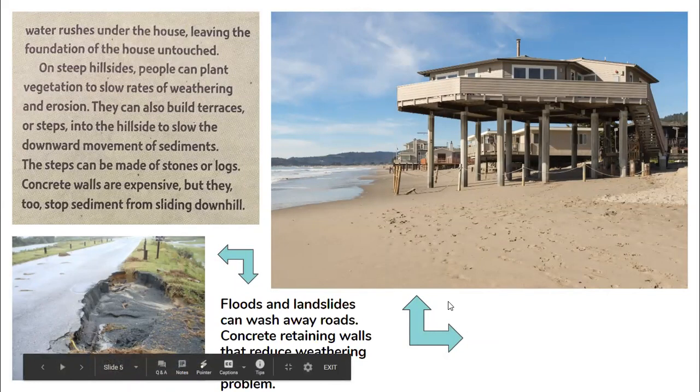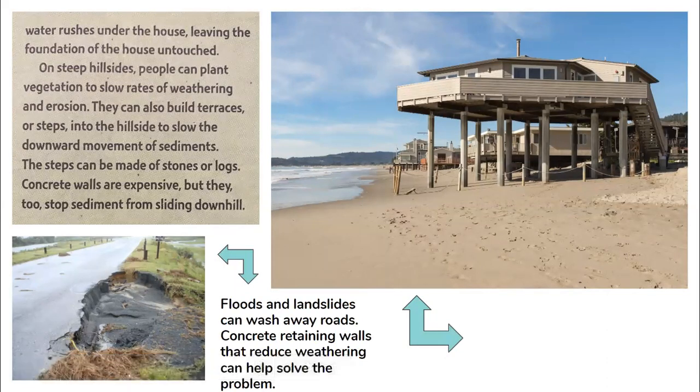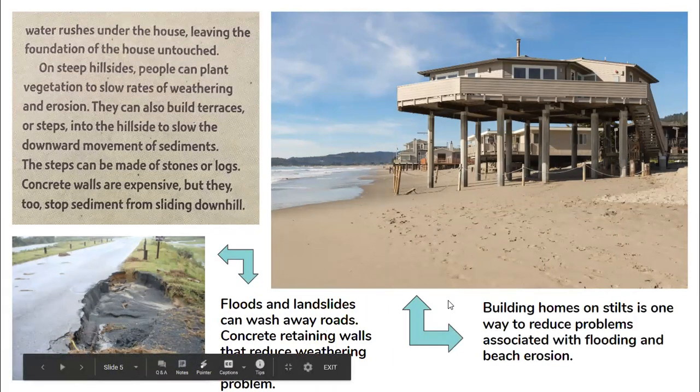So floods and landslides can wash away roads. Concrete retaining walls that reduce weathering can help solve the problem. Building homes on stilts is one way to reduce problems associated with flooding and beach erosion.